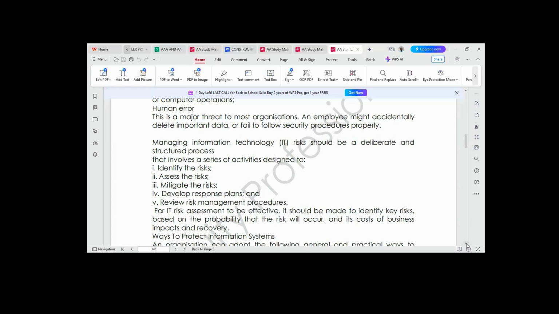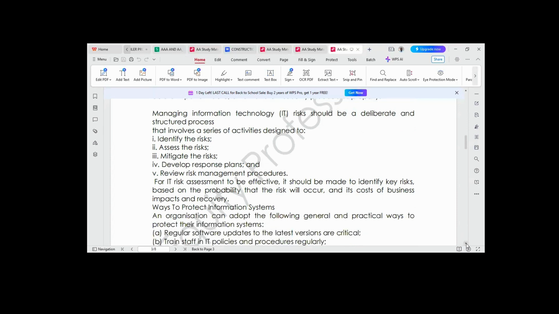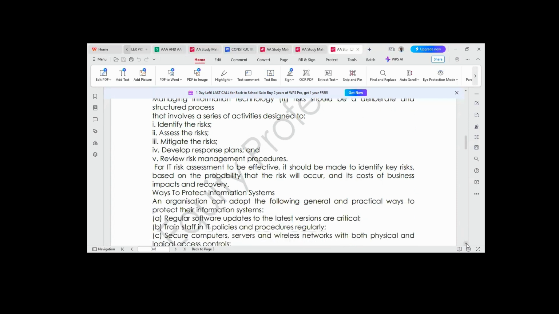Okay? Then after you have drawn up your response plan, you now review it. You review your risk management procedure to see that the response plan you have put up covers every aspect of the organization or of the business. Okay? So those are the things that you need to do. So how can you protect your information system? What other things can you do to protect your information system?